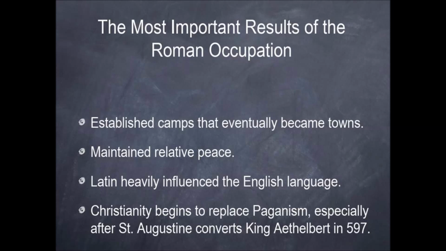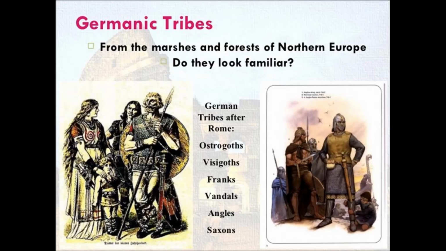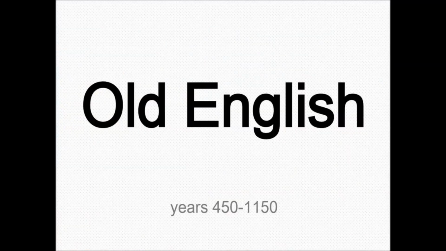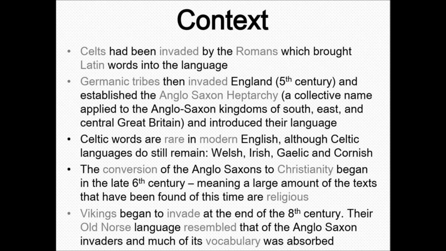Now, who are the Germanic tribes who ruled England after the Roman Empire? They are Ostrogoths, Visigoths, Franks, Vandals, Angles, and Saxons. Now let us begin with the discussion of the Old English language. Generally, historians say that Old English existed from 450 AD to 1100 AD.